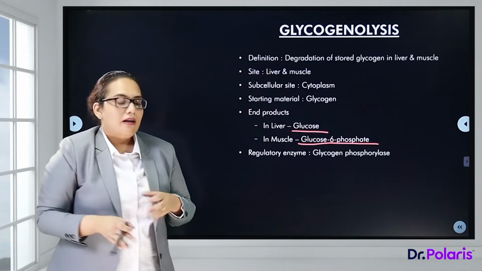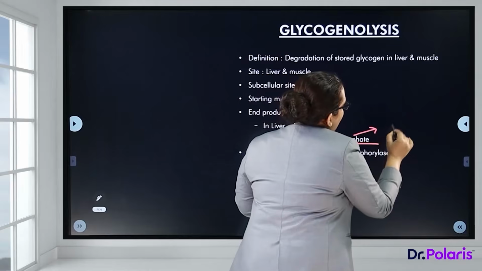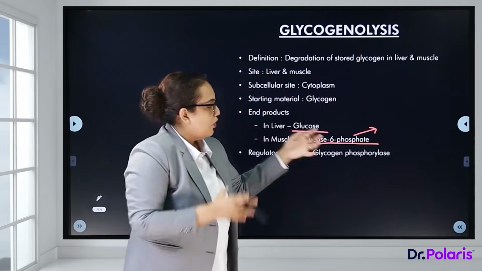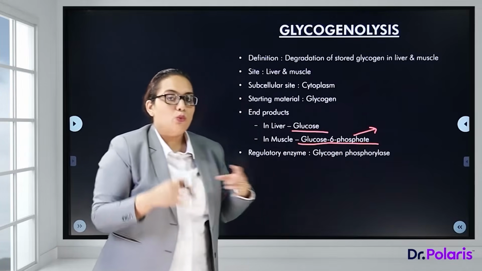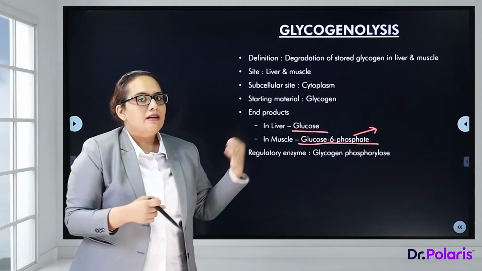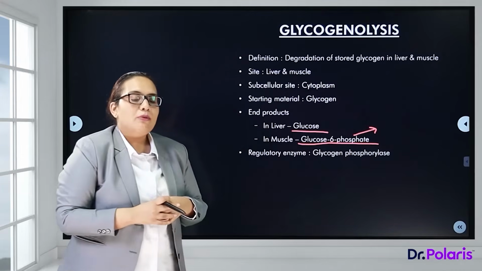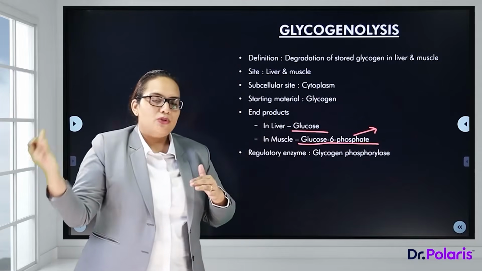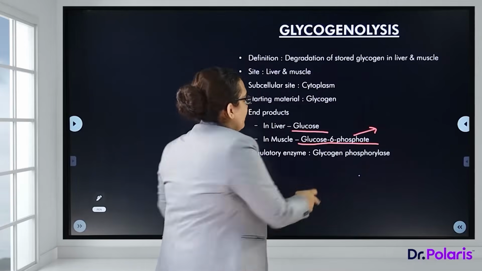Why the difference? The main reason is that muscle lacks a particular enzyme which is involved in the conversion of glucose 6-phosphate to glucose. So what is that enzyme? I'll come to that later when I talk about the reactions. The main regulatory enzyme of the pathway is glycogen phosphorylase. The main key enzyme in glycogenesis was glycogen synthase. Here it is glycogen phosphorylase.